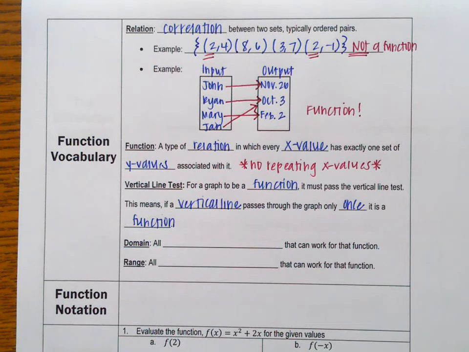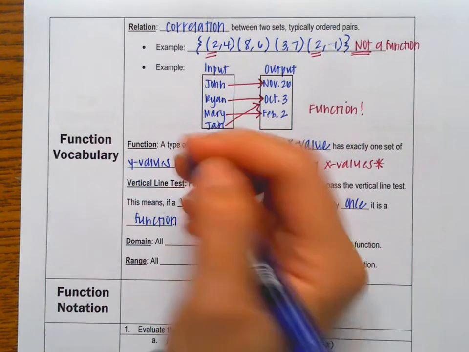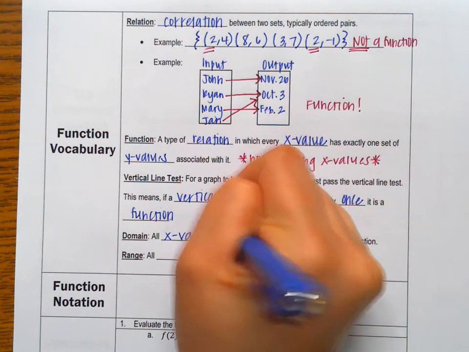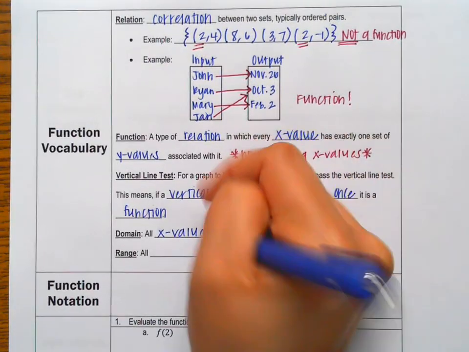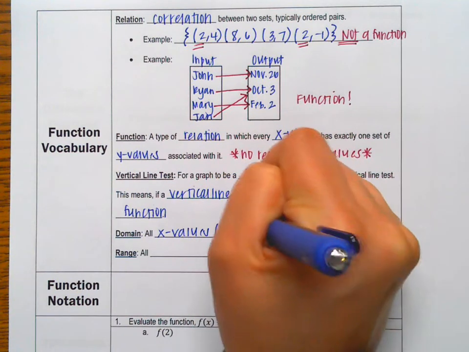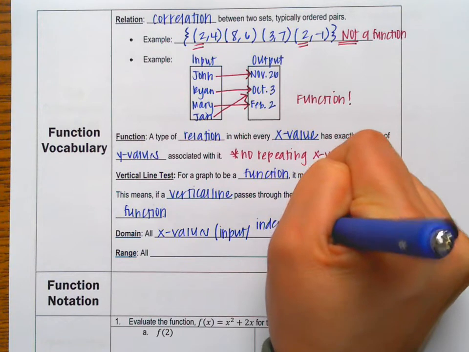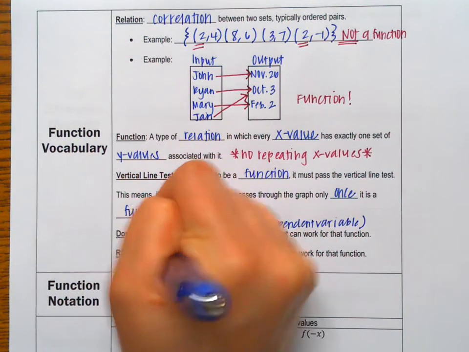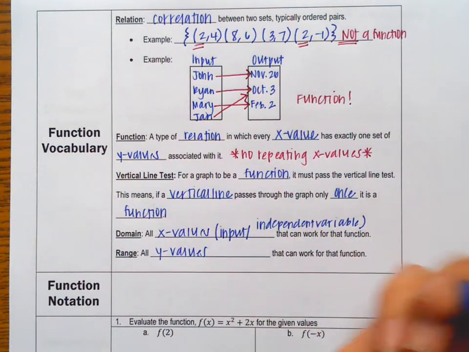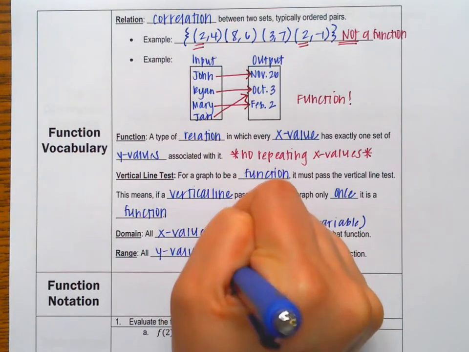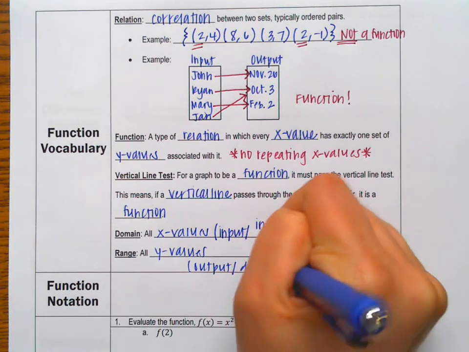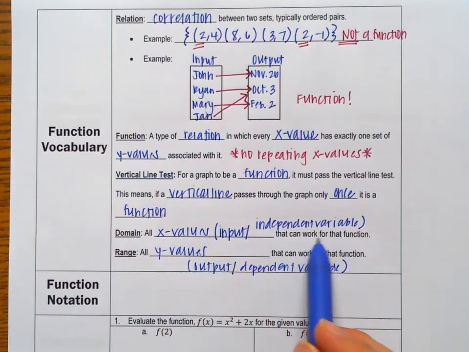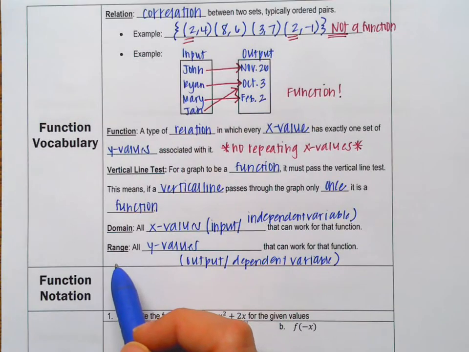Okay, so then domain. What is domain? Remember, domain is all the x values, or sometimes we talk about it as the independent variable, or oftentimes we call it the input. And then the range is all the y values, or that one is the output or the dependent variable. So the domain is all of the x values that can work for that function. The range is all of the y values that can work for that function.